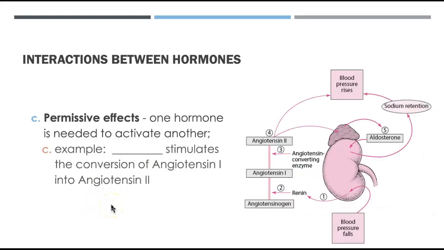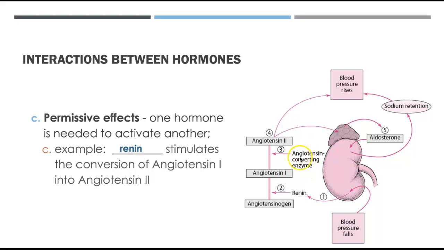And of course, we have permissive effects, when we have one hormone that is needed to activate another. A good example of this would be renin, which is released from our kidney and is needed in order to convert our angiotensinogen into angiotensin 1.